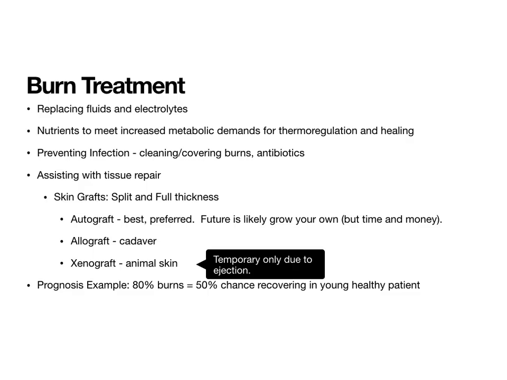The little saying there: future is likely to grow your own, but time and money. So what that means is, yes, like the stem cell research, we could potentially grow our own, but if you have really bad third-degree burns and you're needing that skin graft now, it's really not an option to harvest those stem cells or that small piece of skin to grow a larger portion.